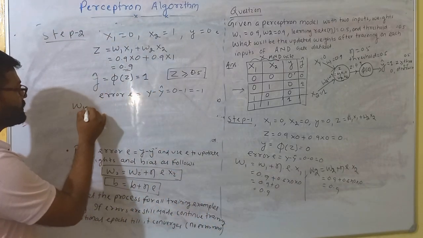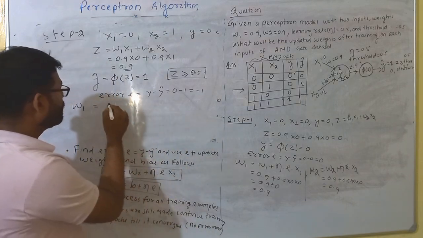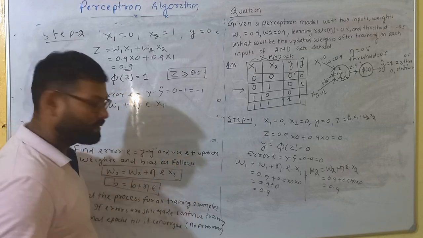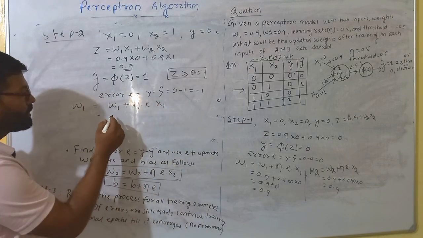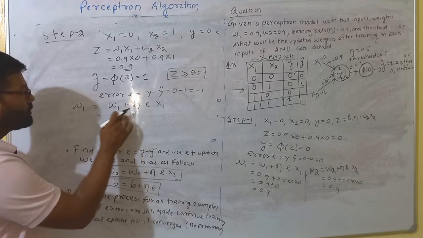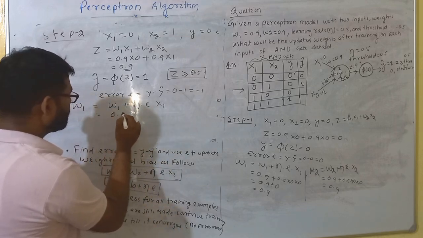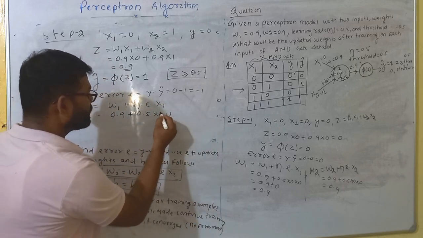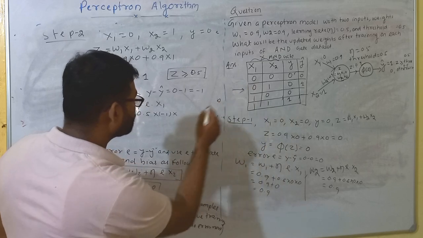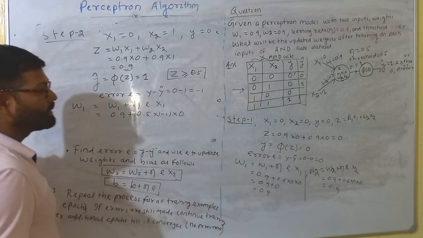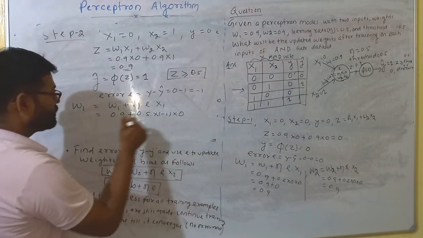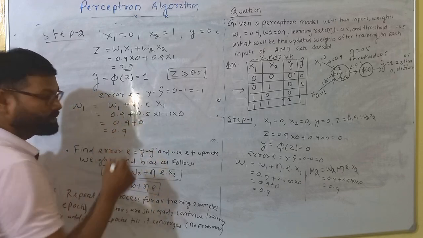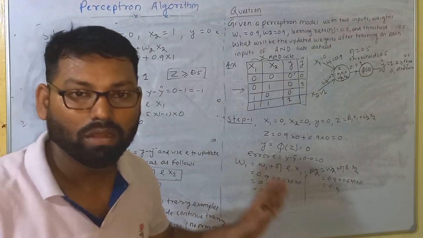My W1 is going to be equal to W1 plus eta into error into x1. Okay, so now proceed. What is our W1? W1 is equal to 0.9. What is eta? 0.5. What is error? Minus 1. What is x1? X1 is 0. If you multiply, this term is going to be 0. So 0.9 plus 0 is equal to 0.9. So W1 remains the same.